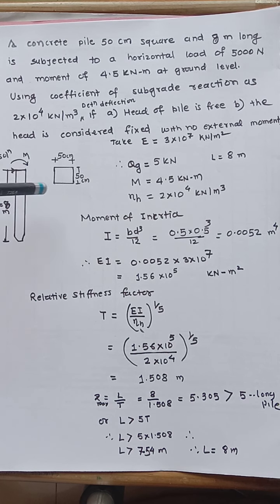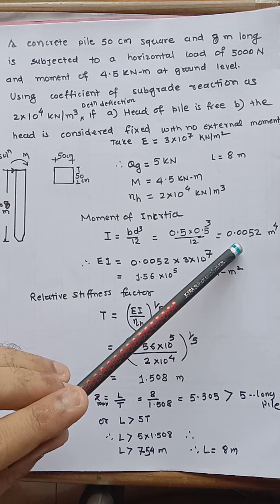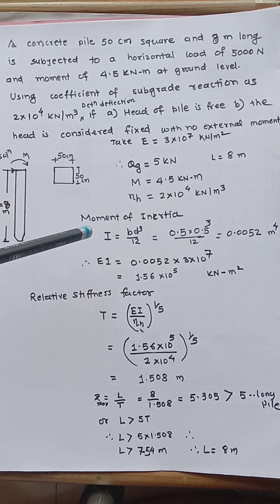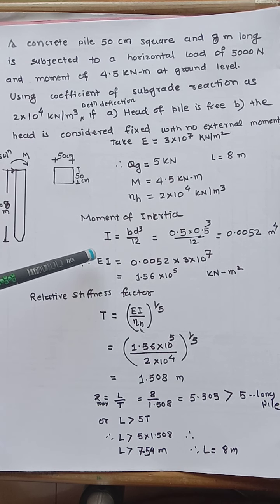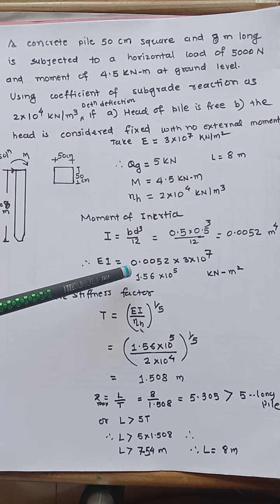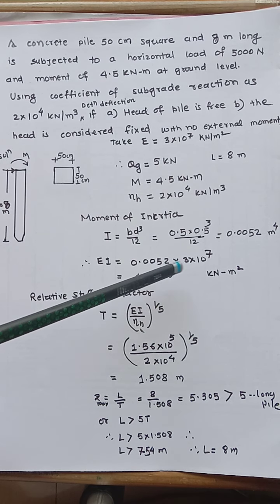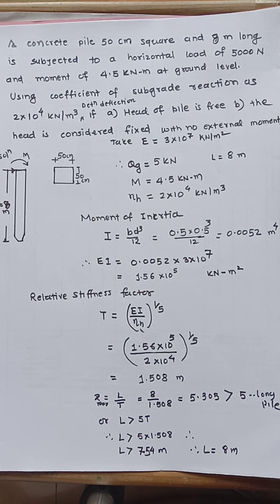As the cross section is given, first we will try to find T, the relative stiffness factor. For that we require EI. The square size is given, so we can quickly find the moment of inertia, BD cube by 12. 0.5 meter is the size, so we get 0.0052 meter to the 4 as the I value. E value is given as 3 × 10⁷. Multiplying these two, we get EI as 1.56 × 10⁵ kilonewton meter square. Now find the relative stiffness factor; its unit finally comes out in meters.